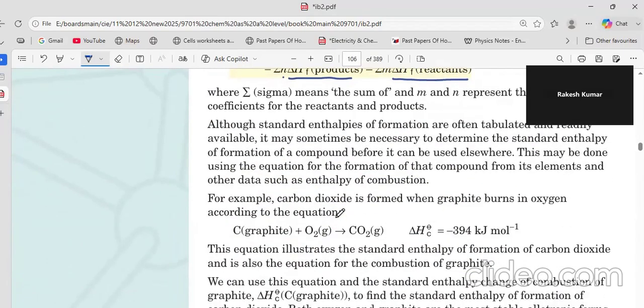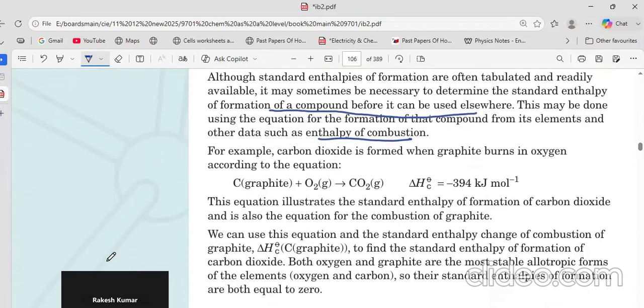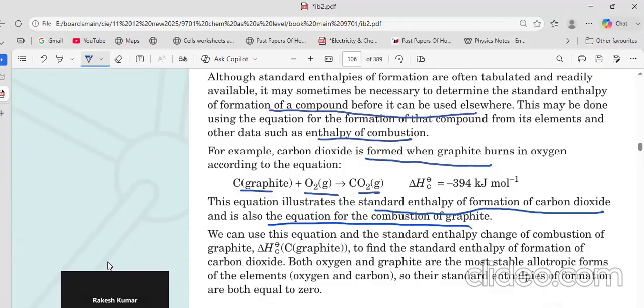The other thing is that the standard enthalpy of formation may be necessary to determine for a compound before it can be used elsewhere. You can get the formation from combustion also. Here, for example, carbon burns in oxygen according to this: graphite plus oxygen gives carbon dioxide. This equation is the standard state of formation of carbon dioxide and is also the combustion equation of graphite. So this is burning graphite and also the formation of CO2.